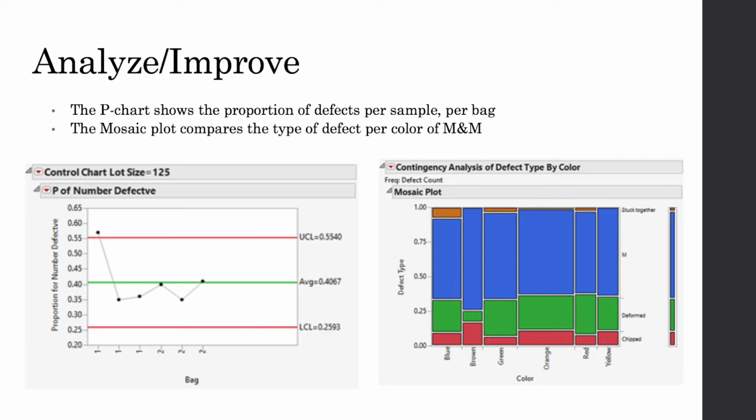So now we're going to talk a little bit about the charts that we made to analyze the data. This first chart on the left is the P chart, and it shows the proportion of defects per bag per sample. So the first 3 data points are from the first bag, and then the next 3 are from the second bag. On the right, we have the mosaic plot, which compares the type of defect per color of M&M. So you can pause it and take a look at it if you want, but basically it just shows how many different defects per color of M&M there were.